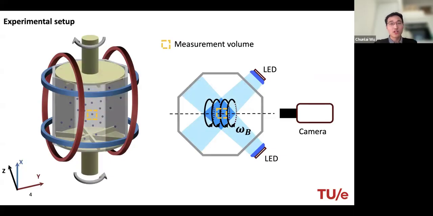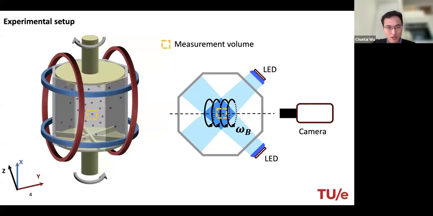So to study this, we designed this new experimental setup, and at the center is a turbulence generator, which is also called the French washing machine. It has two counter-rotating impellers, one on top, one on the bottom. When they rotate together, there will be a homogeneous turbulence generated in the center of the water tank. And around this octagonal prism water tank, we also have two pairs of perpendicular Helmholtz coils generating a rotating magnetic field. And in this figure, this magnetic field is rotating in the XY plane.